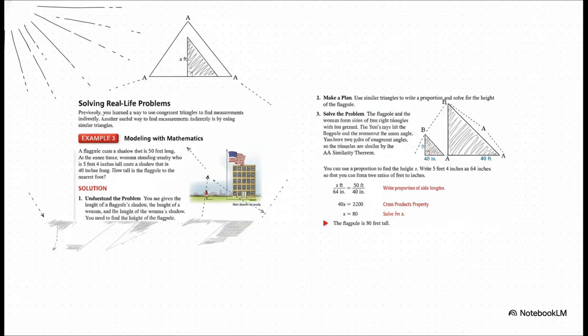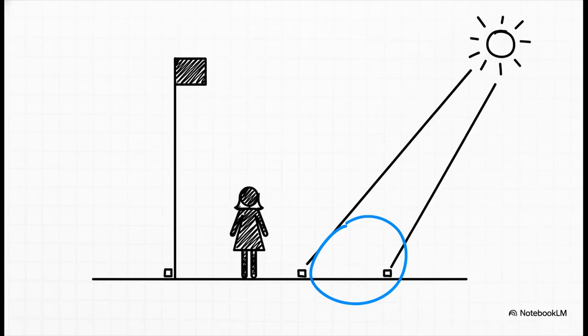The flagpole and its shadow make a big triangle, and the woman and her shadow make a smaller, similar one. So how do we know they're similar? Well, let's use our angle-angle theorem. First off, both the woman and the flagpole are standing straight up, right? So they both make a 90-degree right angle with the ground. There's our first A. Second, because the sun is so incredibly far away, its rays are hitting the ground at the exact same angle for both the woman and the flagpole. And that's our second A. We've just proven the two triangles are similar.